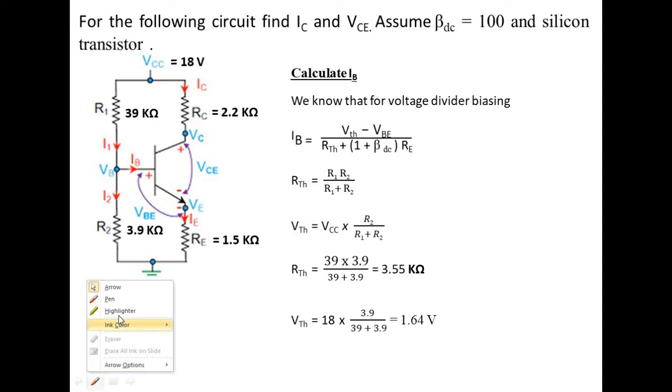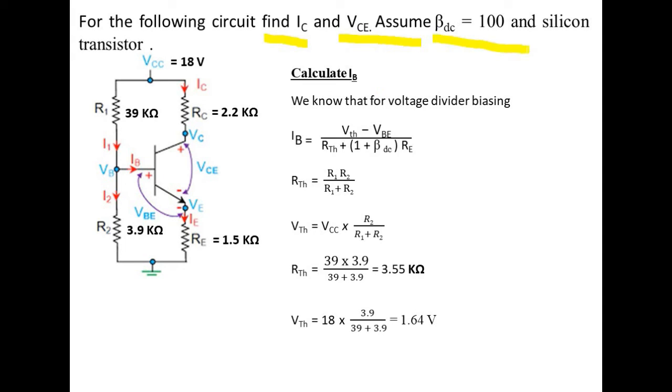For the following circuit, we have to find ICQ and VCQ, assuming beta DC is equal to 100 and silicon transistor. We know that for voltage divider circuit, IB is equal to (VTH minus VBE) upon (RTH plus (1 plus beta DC) times RE), and RTH is equal to R1 R2 by R1 plus R2, and VTH is equal to VCC times R2 by R1 plus R2.